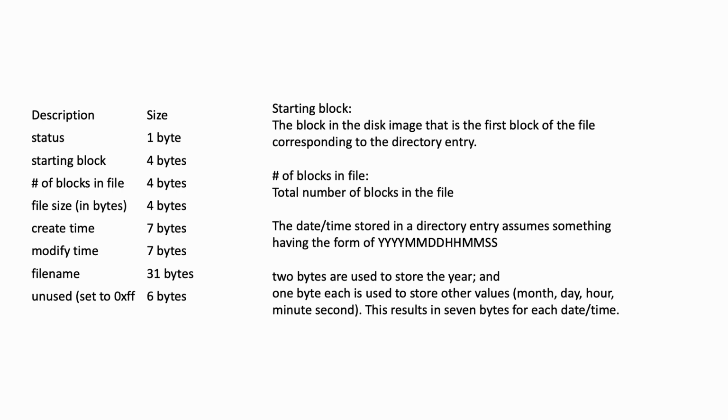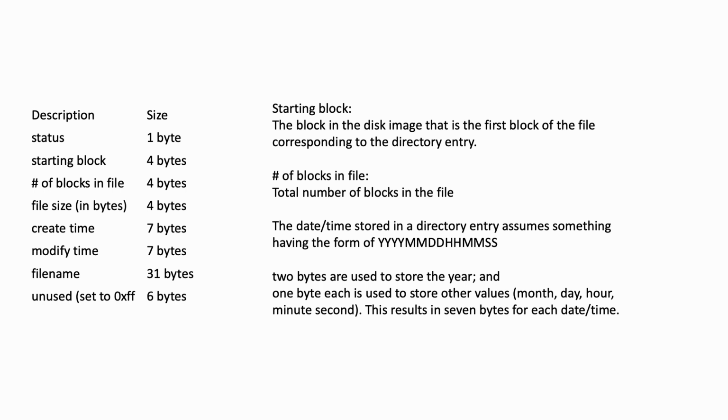And the next field is starting block. The starting block is the first block of the file corresponding to the directory entry. And this is the number of blocks in the file. Then we have the file size, create time, modify time, and file name.